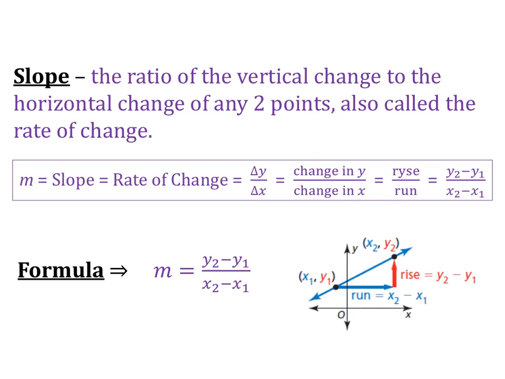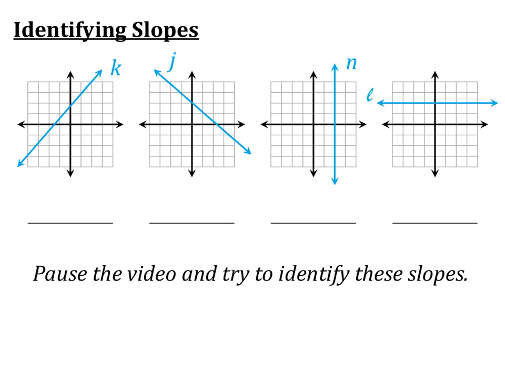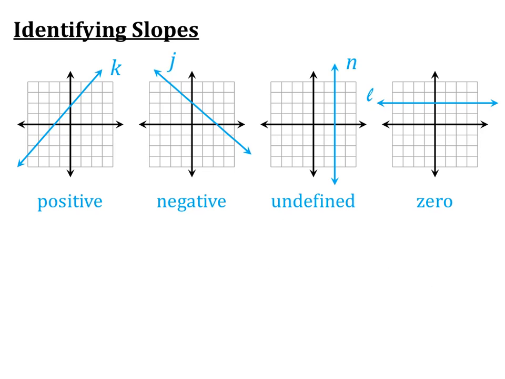So here's a picture for run and rise. So we know we're running, which is the change in x, and then if we rise, that's the change in y. All right, so let's just see what we remember from Algebra 1. So take a moment, pause the video, and try to identify these slopes for line K, J, N, and L. All right, so line K has a positive slope, line J has a negative slope, line N has undefined, and line L has a 0 slope.